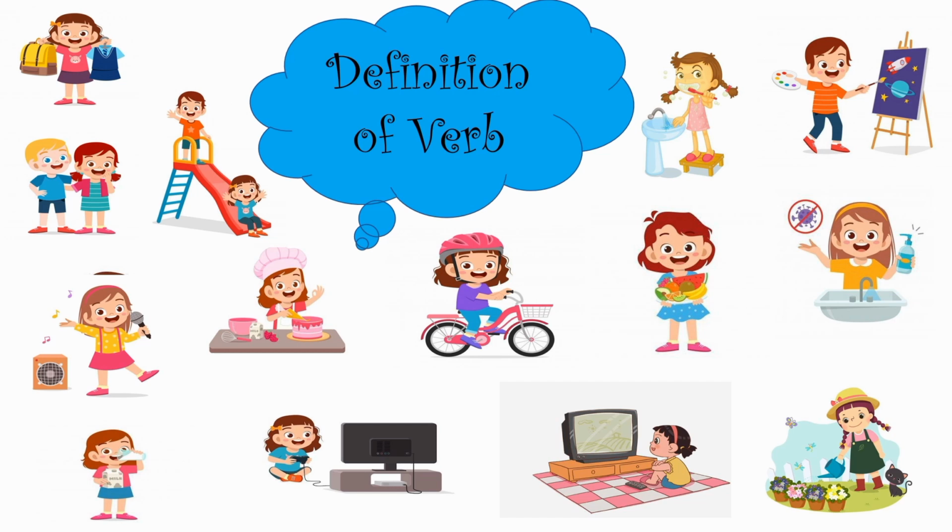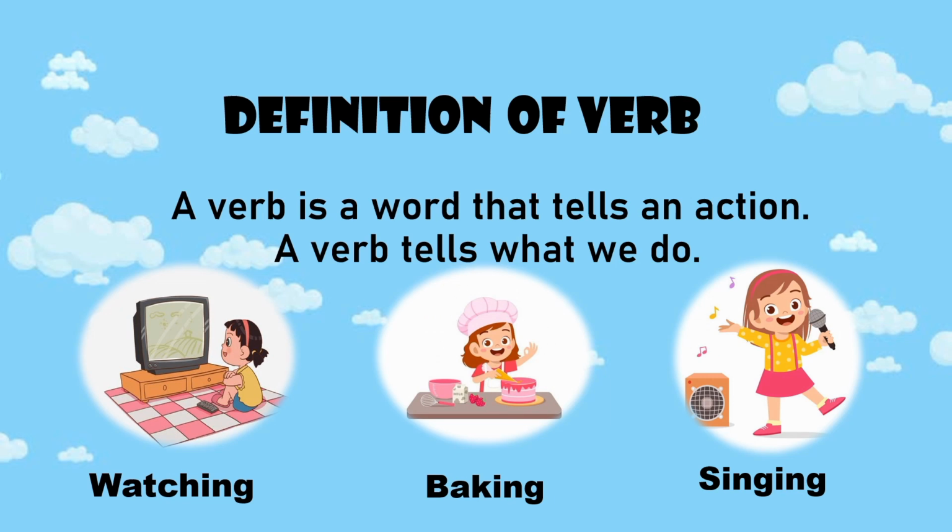So let's start it. Definition of verb. A verb is a word that tells an action. A verb tells what we do. So here watching, baking and singing are the examples of verb.